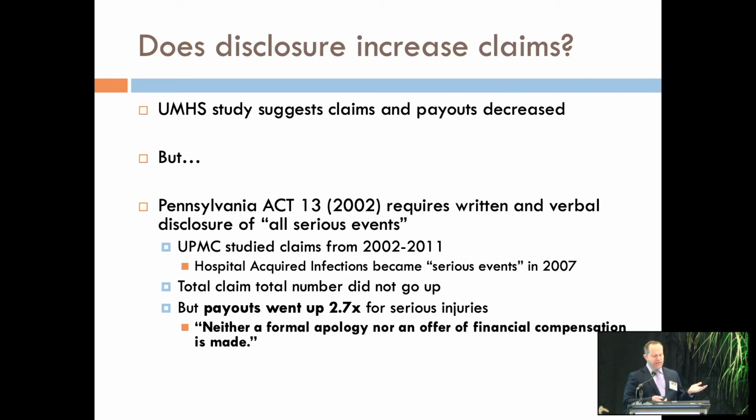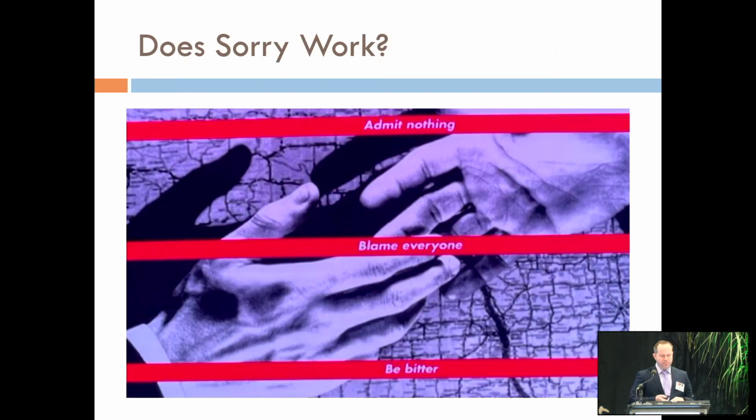So they said, interestingly, claims didn't go up, but payouts did. But they also didn't have the system that University of Michigan did. So it's a little bit different, but I only highlight it to say Michigan's example, while I think it is good, is not the only example.